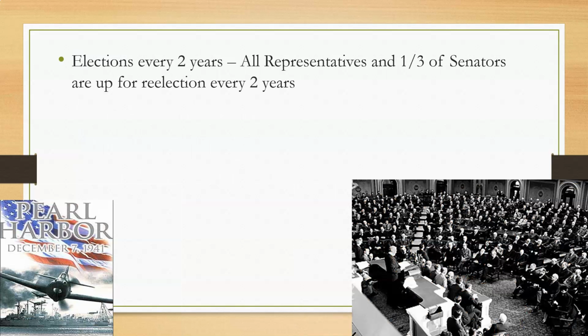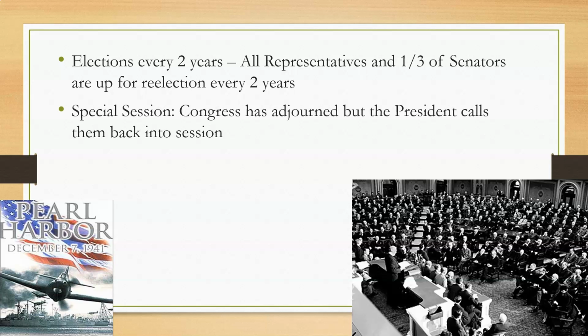Now, elections for these representatives and senators take place every 2 years, and only a third of all senators are actually up for re-election every 2 years. Remember, their terms last for 6 years, unlike House members whose term only lasts for 2. So they have to be elected every 2 years.